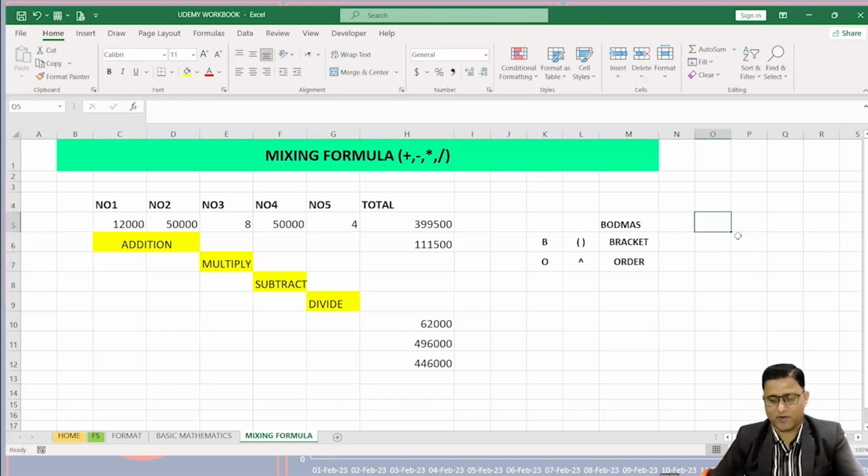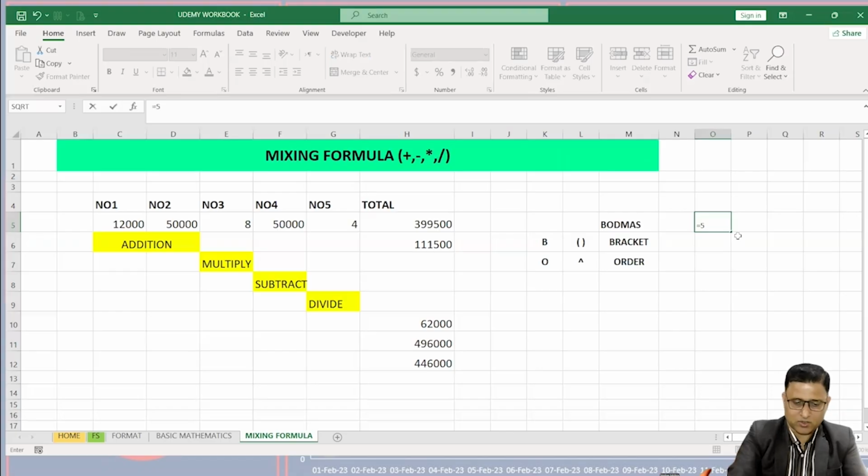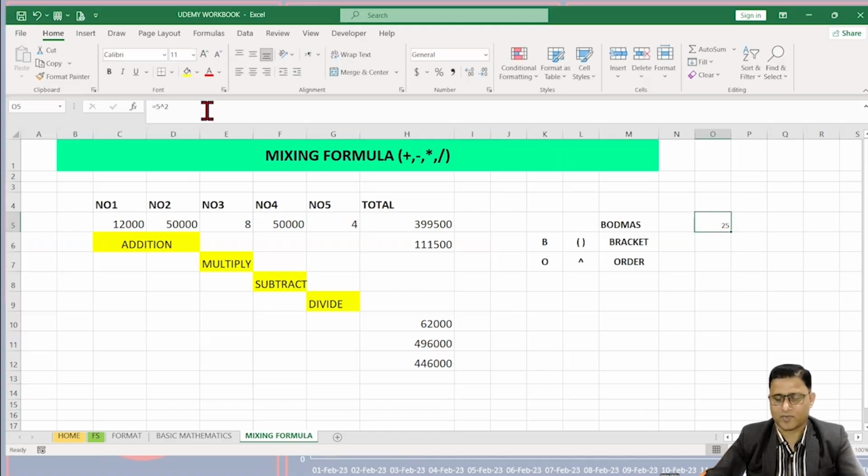For example, if I have to make the square of 5, it will give me 25 as the result. So we can use this type of symbol, and it will be done second. Squares or anything like that we will do second.